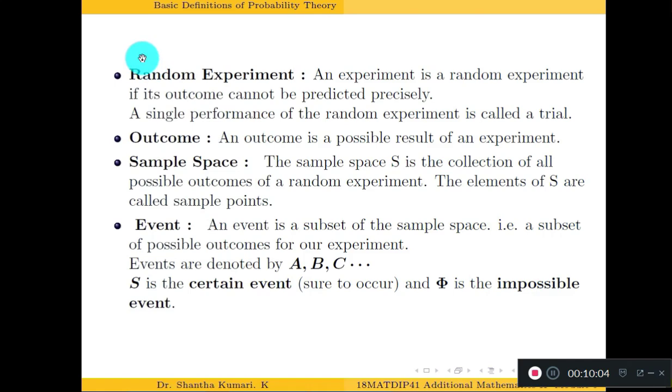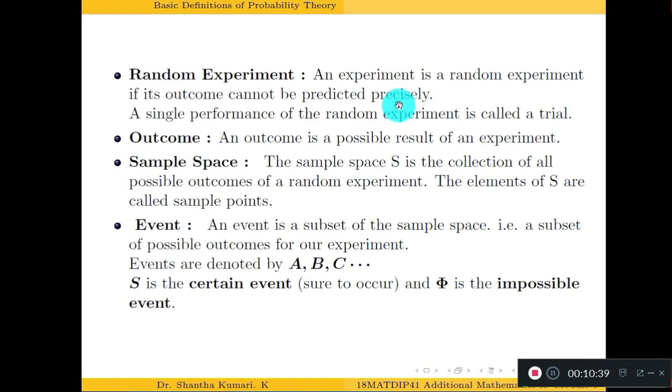Now, let us come to the actual syllabus: probability theory. Basic definitions of probability theory. The first definition, random experiment. An experiment is called a random experiment if we cannot predict the outcome of that experiment. So when its outcome cannot be predicted precisely, that type of experiment is called a random experiment.